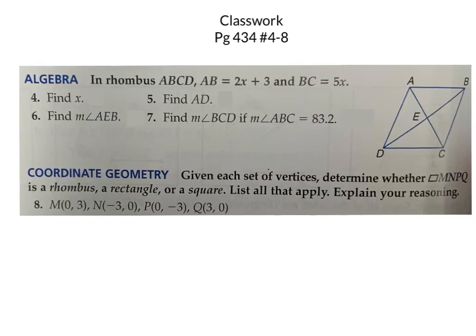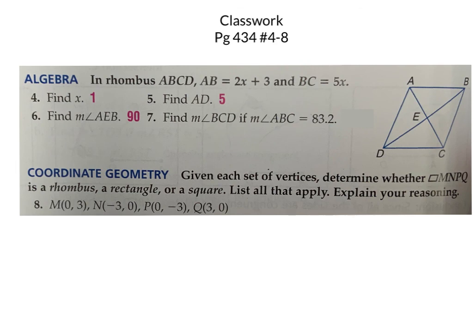In rhombus ABCD, AB equals 2x plus 3 and BC equals 5x, find x. So if they gave us AB and BC, a rhombus has all four sides congruent, so you can just set those equal to each other and solve. You should have gotten 1. Find AD. Well, you can just plug it into any of these, and you would have gotten 5 for all the sides. Find the measure of AEB. Well, that takes no calculation at all because we know that they are perpendicular, so we know it's 90.